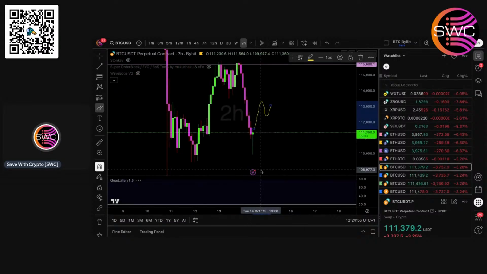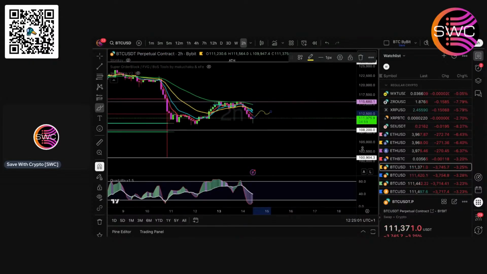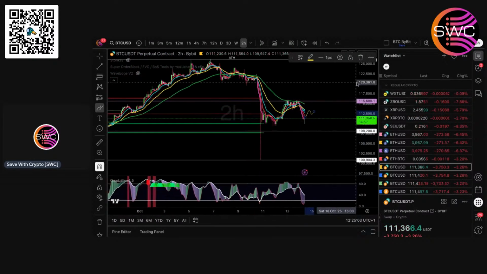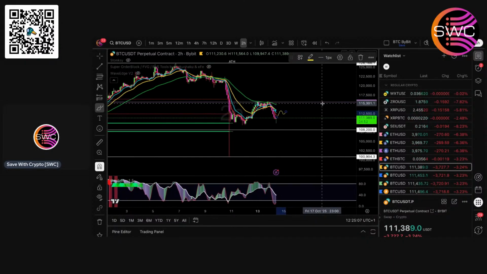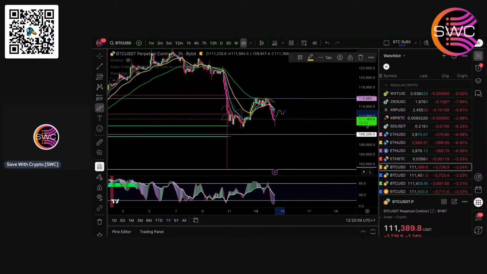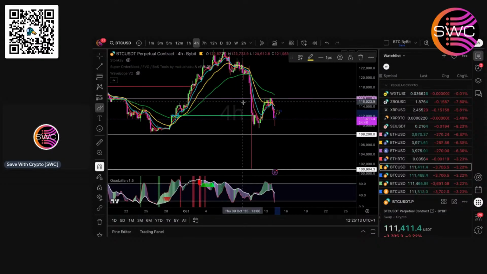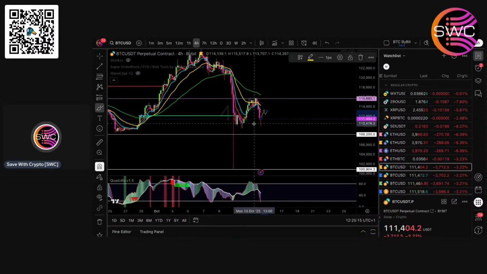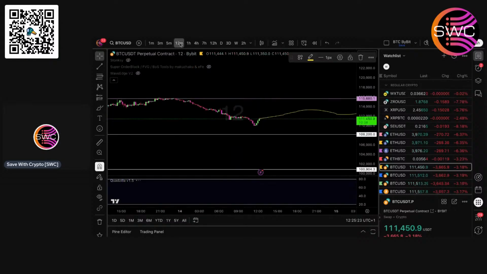Let's have a look at the 2 hour. Two hours not bad, actually. 2 hours not really showing anything scary at all. I'm guessing the 4 hour isn't either. So that might be just a little regular kind of pullback, and then we possibly go higher. That could all happen.